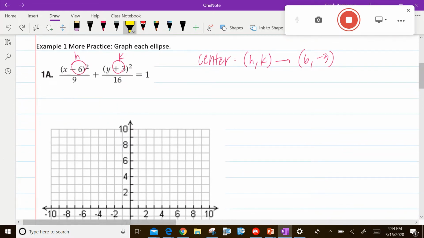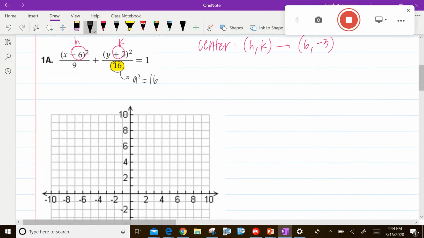Now let's check, is this vertical or horizontal? So what you need to do is look at your denominators and decide which one is a larger value. 16 is larger than 9. That means 16 is equal to A squared. Remember, we said A squared is always larger since it's measured along the major axis. To solve for A, you would square root both sides. Normally you would do positive or -4. However, since A is a distance, in this case, it's only positive. That leaves B squared equal to 9. Therefore, the square root of 9, B is equal to 3.